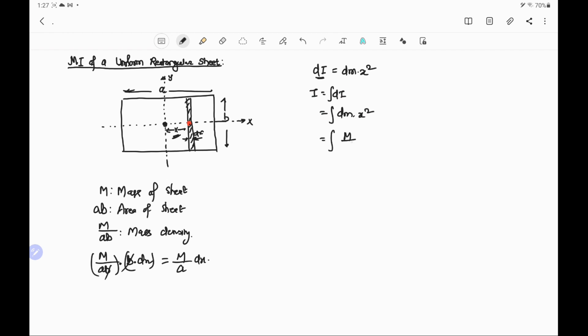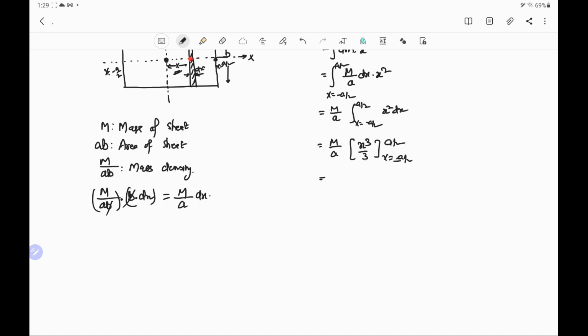Putting the value of dm, it is (m/a) dx into x square. The variable is x, so we put the limits of x. We are integrating along the x-axis, so the left hand side is minus a by 2 and the right is x equal to a by 2. That means we have to integrate from minus a by 2 to a by 2. The constant term m by a will be taken out. Remaining is the integral of x square dx from minus a by 2 to a by 2. Integrating it, it will be x cube by 3, with limits minus a by 2 to a by 2.